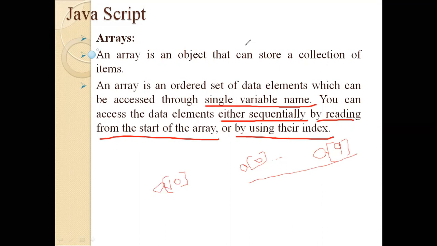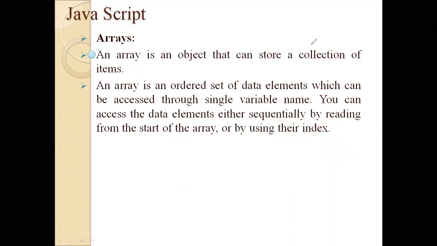We can access all the indices either sequentially or by using the index of an array. So we can access any one element inside an array by using the index value, or we can access the elements sequentially from the starting value to the ending value, right? So let us move to the next point.